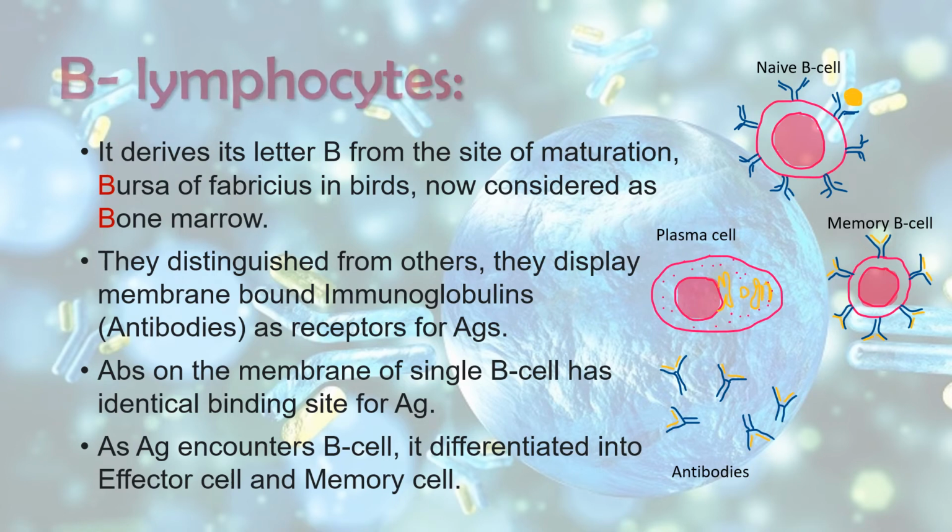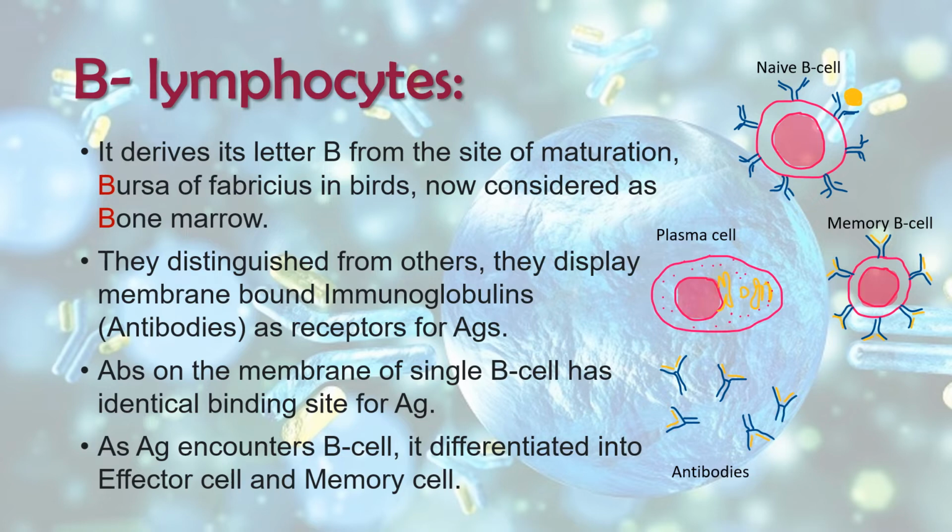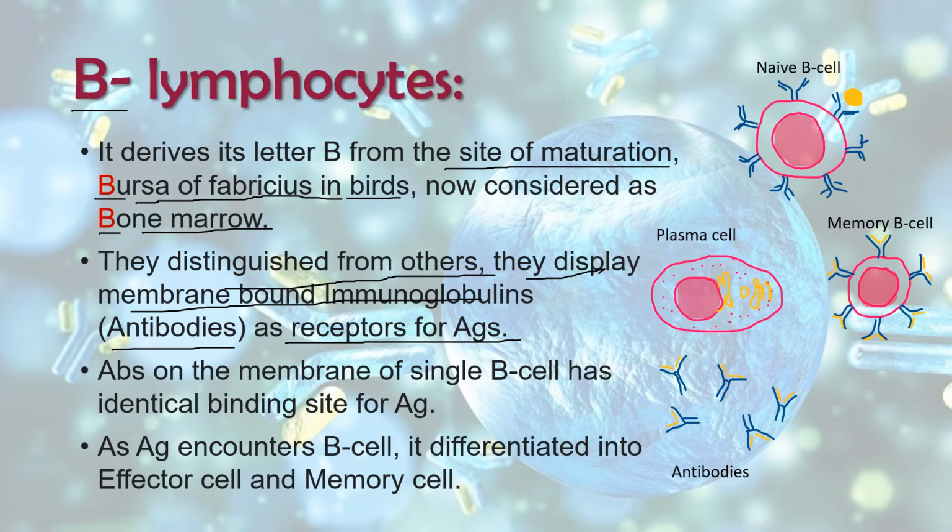Now, B lymphocytes. It derives its letter B from the site of maturation. Initially, the B was taken from the bursa of Fabricius that is present in birds, but now it's apt that it is for the bone marrow, which is the maturation site of B lymphocytes. They can be found in primary lymphoid tissues like bone marrow or in secondary lymphoid tissues like spleen or lymph nodes. They are distinguished from others as they display membrane-bound immunoglobulins or antibodies as receptors for antigens.